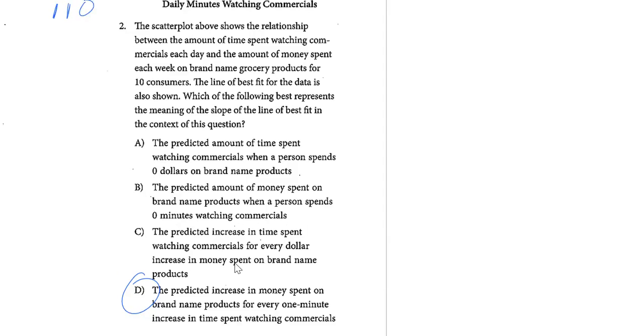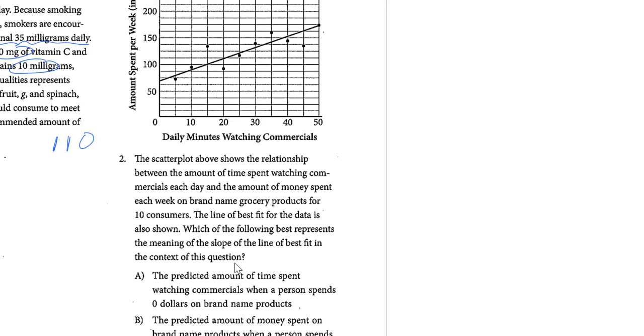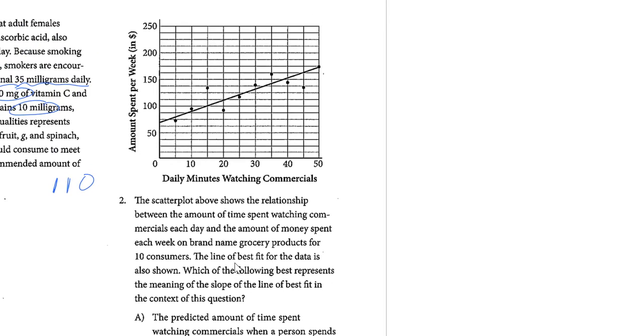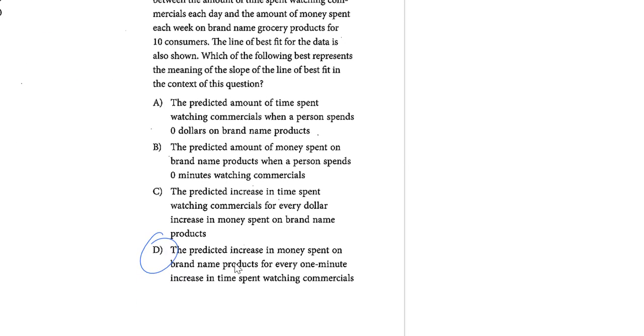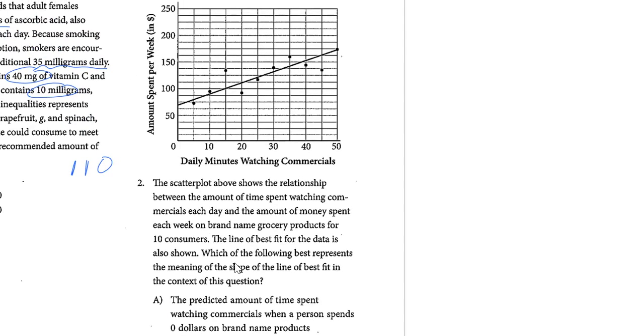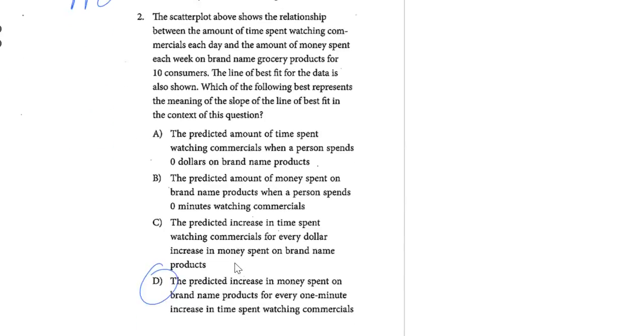The reason why the others don't make sense, this doesn't make sense with $0 on brand name products because we see that we have the dollars going up here. Choice B, the predicted amount of money spent on brand name products when a person spends zero. So we keep talking about this $0, 0 minutes. We see here we have a graph that's rising from left to right. So we know it's going to be growth. Here it's talking about increase in time when you're spending dollars. That's just kind of backwards. So the key idea here is the dependent variable, our money, is caused by our x variable, our independent time. So as time increases, so does our spending of money.